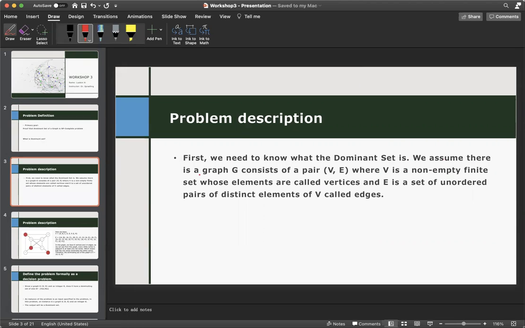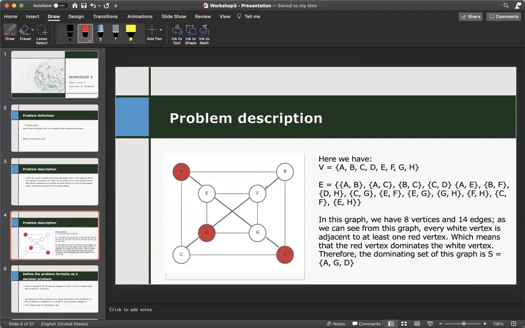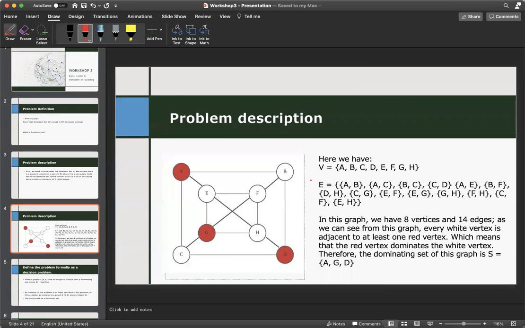We assume there is a graph G consisting of a pair V, E, where V is a non-empty finite set whose elements are called vertices, and E is a set of unordered pairs of distinct elements of V called edges. So here is a graph for this example. As you can see, I have included all vertices in set V and all edges in set E, which are 8 vertices and 14 edges.